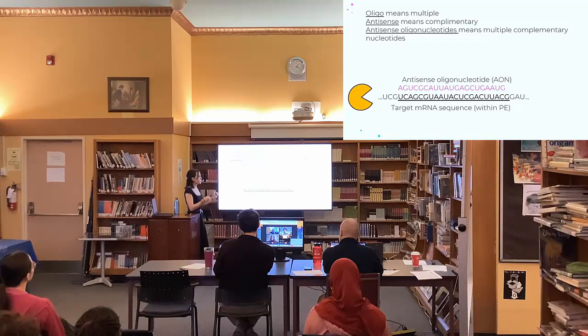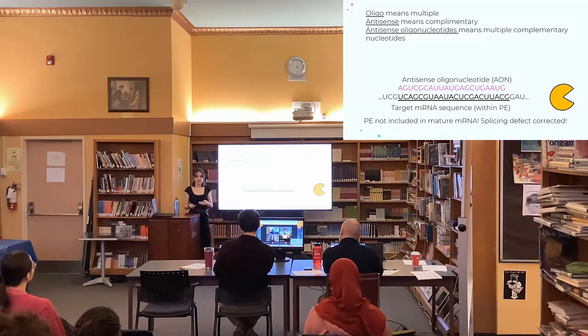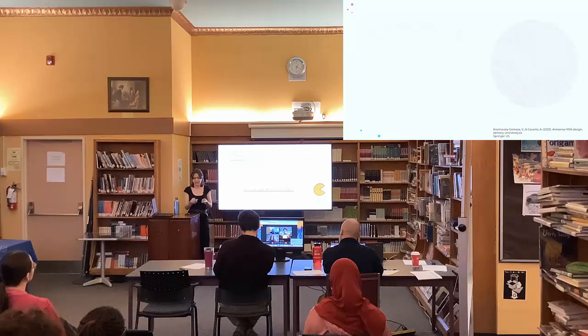So when we reach the process of splicing and our spliceosome comes in, it wouldn't identify the splicing site included by the pseudoexon, and so it is not included into the mature mRNA, and hopefully the splicing defect is corrected.